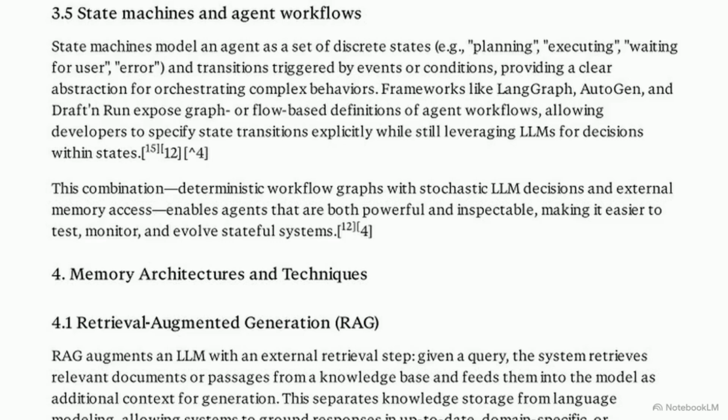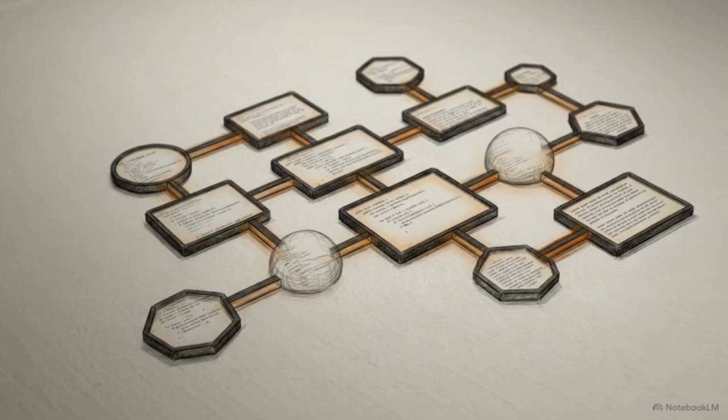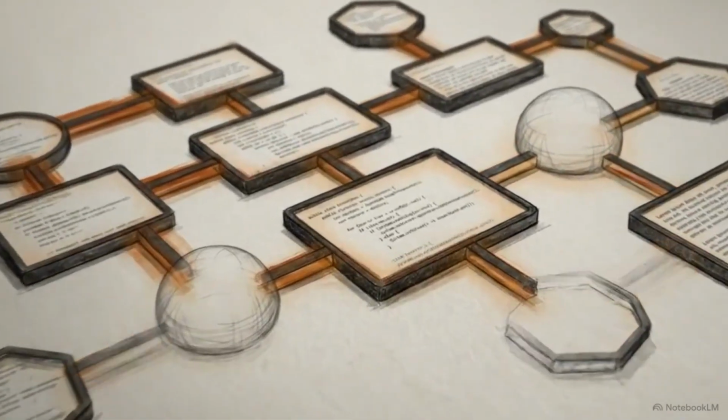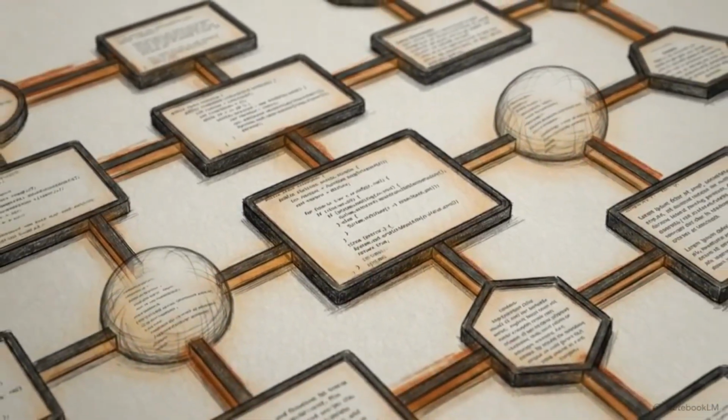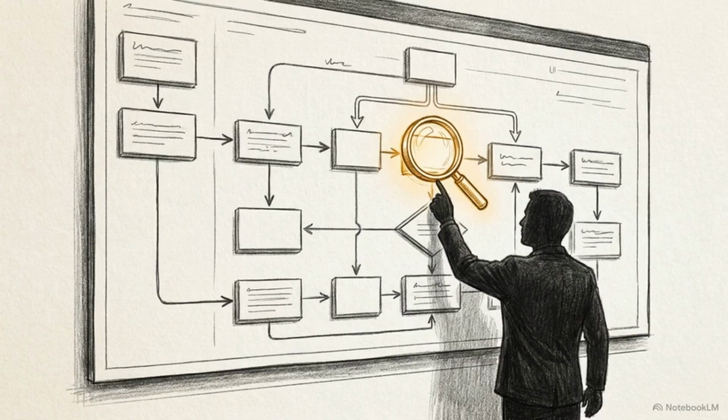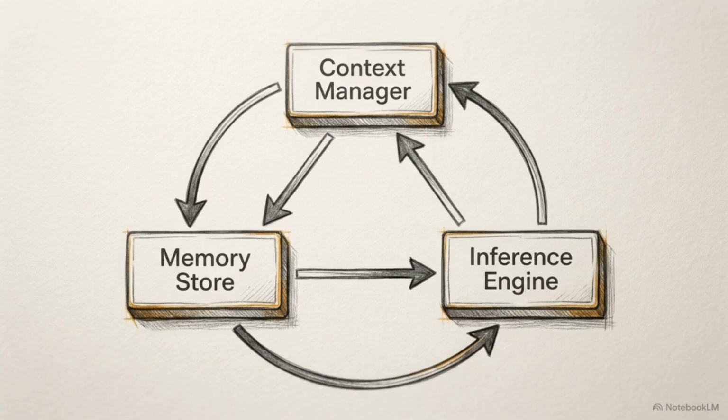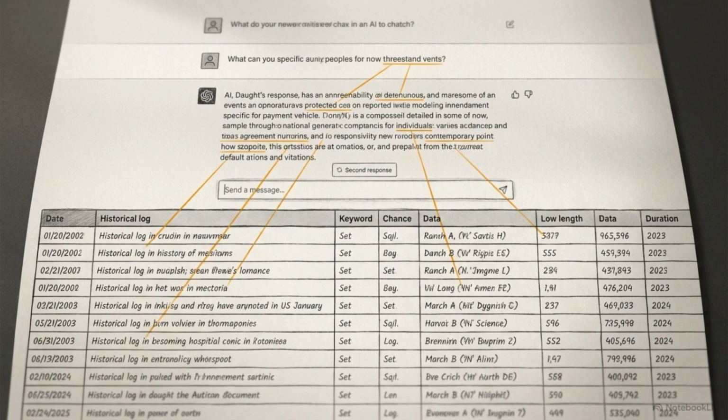This logic is often managed through state machines. These frameworks model an agent as a set of discrete stages, such as planning, executing, or waiting, with explicit rules for how the agent moves between them. Combining deterministic workflow graphs with the flexible reasoning of an LLM creates agents that are both capable of complex problem solving and easy for humans to inspect and monitor. Reliable AI agents function by treating memory, context management, and reasoning as a single co-designed loop. This architecture allows the system to ground its stochastic decisions in a stable understanding of the world and its own history.